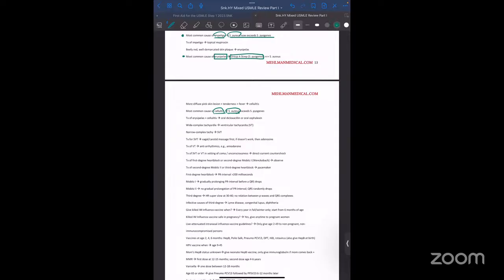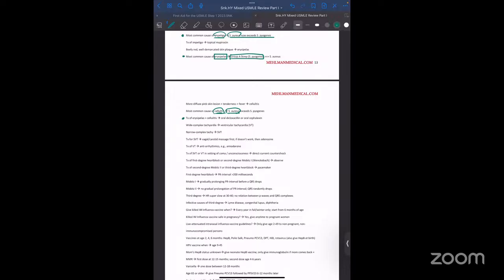So for impetigo and cellulitis, Staph aureus is most common. For erysipelas, it is group A strep, which is strep pyogenes. Then treatment of erysipelas plus cellulitis: oral dicloxacillin or oral cephalexin. Erysipelas, which is group A strep, or cellulitis, which is Staph aureus, we are giving oral dicloxacillin or oral cephalexin.